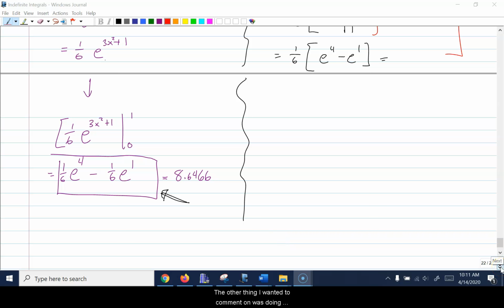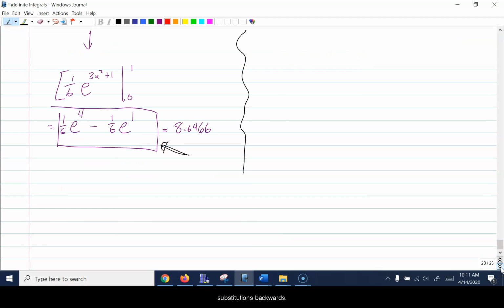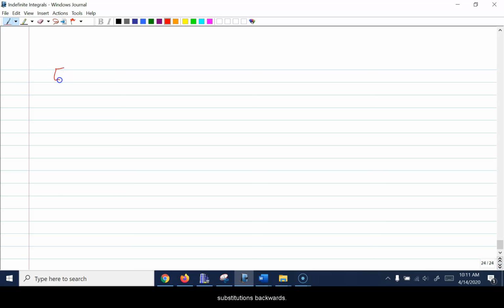The other thing I wanted to comment on was doing substitutions backwards. I indicated this before, that when I'm setting up a substitution, often instead of using the U rule, it can be better to use a different rule. Let's try an example of what I mean here.